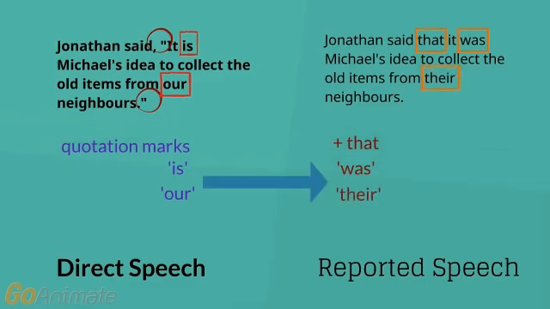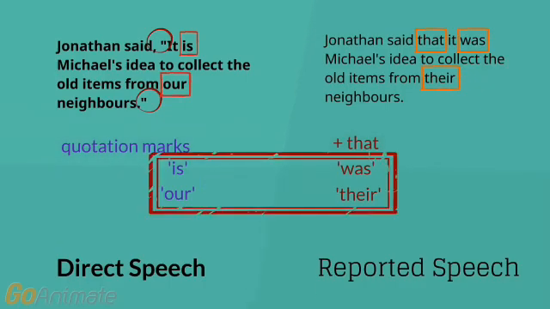Were you able to identify all the changes that happened when the direct speech was rewritten to reported speech in this example? Now, ask yourself, why is there a change in tenses? Why is there a change in determiners? Pause the video to give yourself some time to think about this.